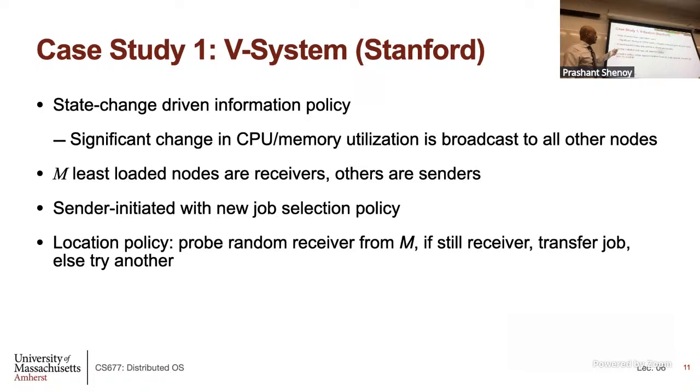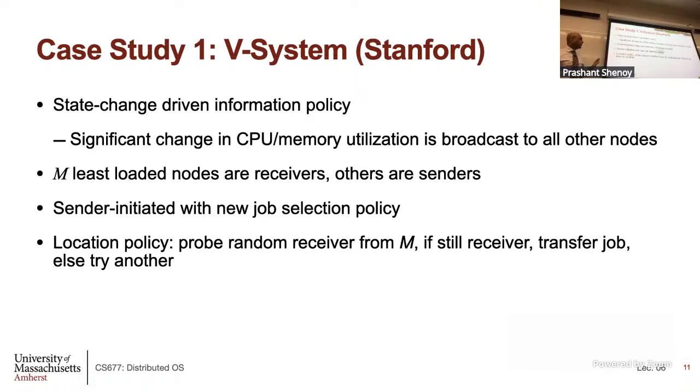Then they implemented a sender-initiated policy, which used that load information to find the M least loaded nodes, and then you pick one. Think of it as a table sorted by load. Let's say M is 5. You pick the 5 least loaded nodes in the system. If you become a sender, you are going to pick the top 5 entries, and from those top 5 entries, you pick one at random, and that's the machine you send your job to. Is that clear?